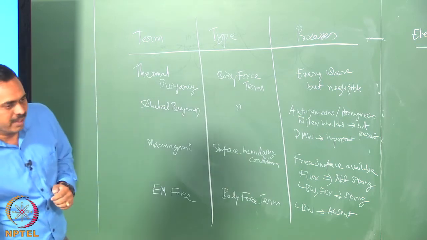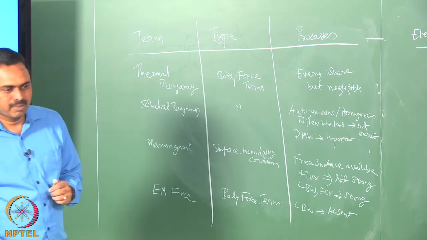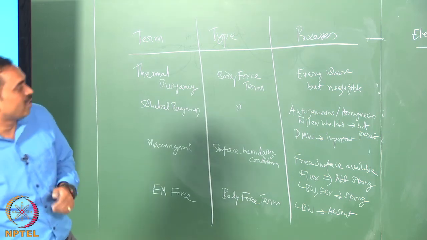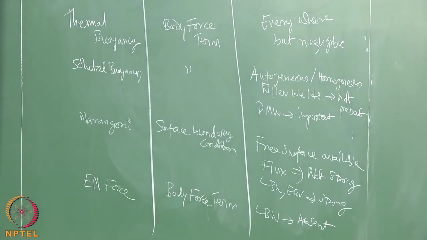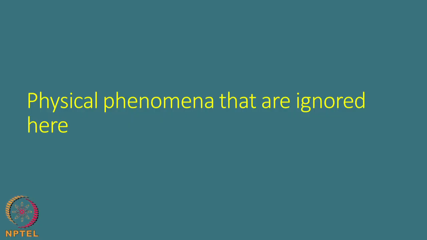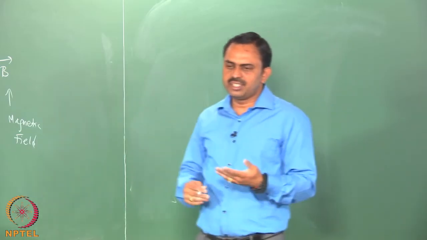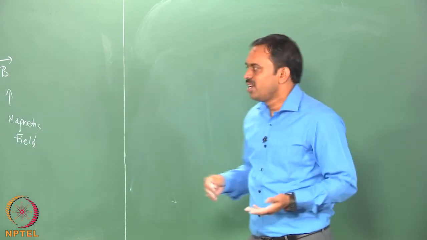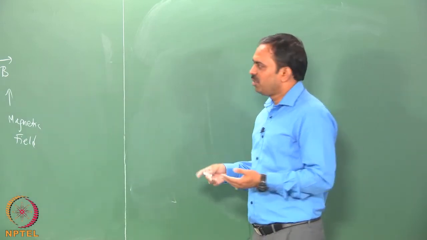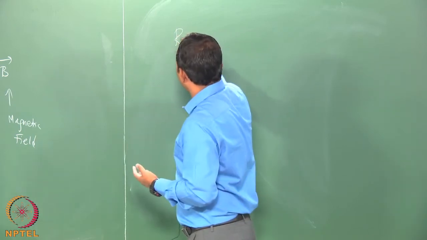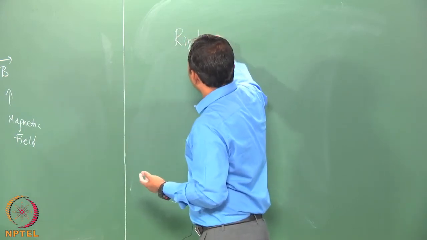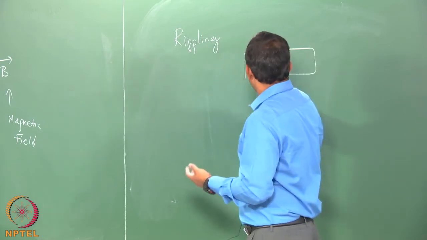Okay. So, with this we basically summarize by also telling what we did not look at. So, let us just scribble down what we did not look at. These are only for research interest, mainly because some of you may want to go further into research on these subjects. So, what is it that we did not look at? Rippling. Okay. So, surface ripples are known in welds.